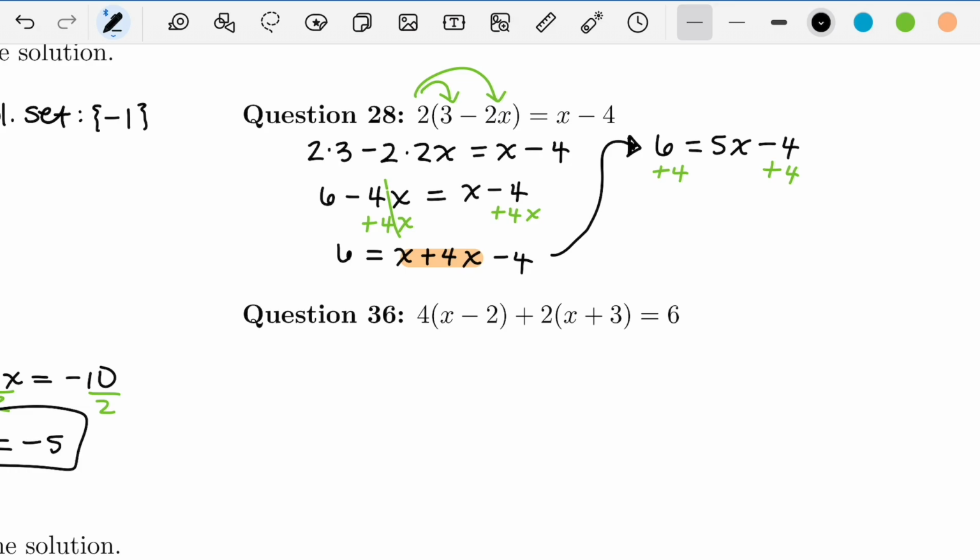I have 6 plus 4 on the left-hand side of my equation. That'll be 10 is going to be equal to just 5x. This minus 4 and this plus 4 canceled. Now lastly, to get x completely alone, we're going to divide both sides by 5.